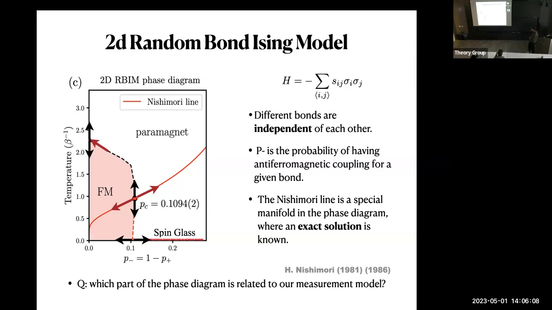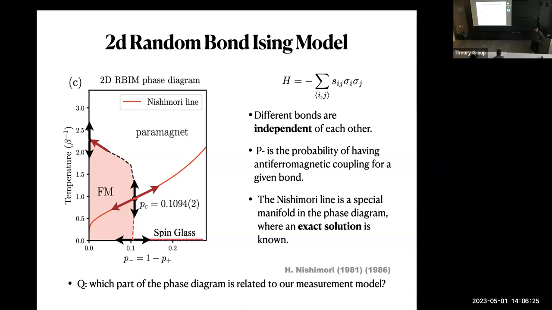and that encompasses this exactly solvable multi-critical point. So our model, if you look at each of the individual configurations, is also kind of a random bond Ising model. So the question is, can we explore the phase diagram of the random bond Ising model by doing this measurement?